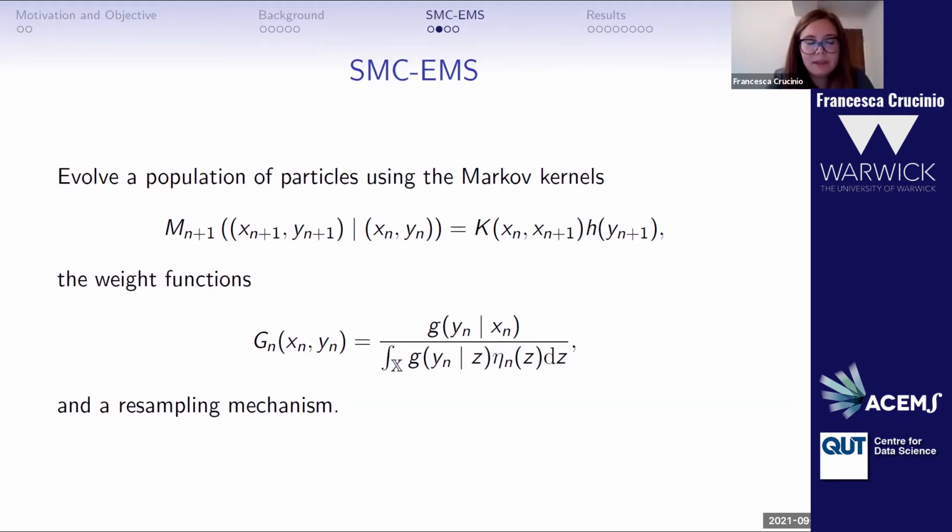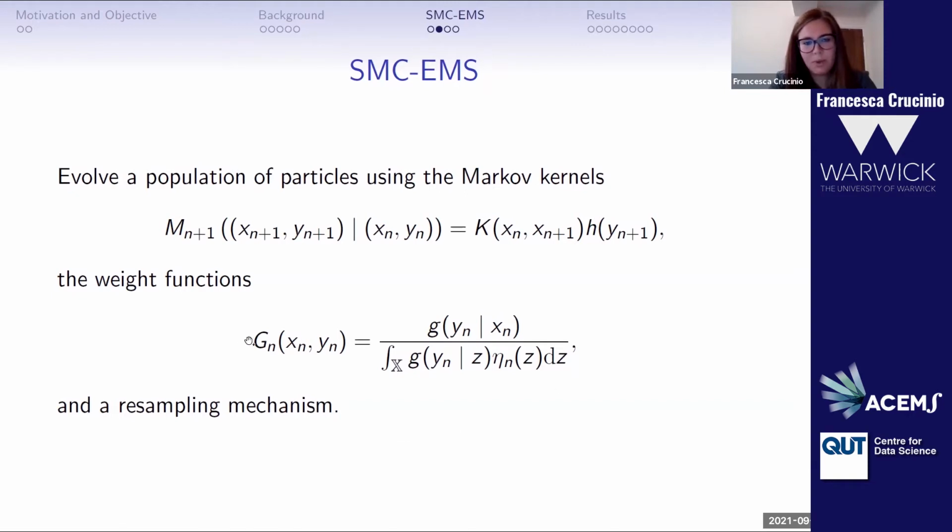The other bit that we need is a resampling mechanism, and we didn't focus too much on that. I think that most of the common resampling mechanisms would apply. So you just pick your favorite one, multinomial or systematic, it doesn't really matter. Because the real difference between standard SMC and this particular algorithm is the definition of the weights.